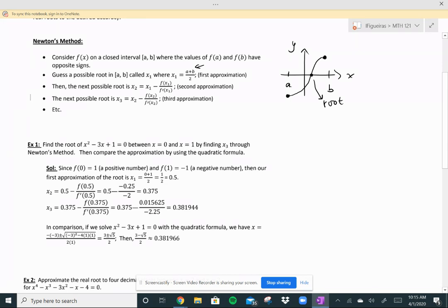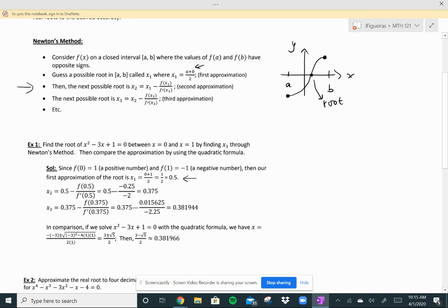So we check the sign of f of 0. So f of 0 has a value of 1, that's positive. f of 1 has a value of negative 1, that's negative. So that means somewhere between 0 and 1, a root must exist. So our first approximation is the average of the interval 0 and 1. So 0 plus 1 divided by 2 means that my first guess for the root is 0.5. Then 0.5 is what you input into the formula.